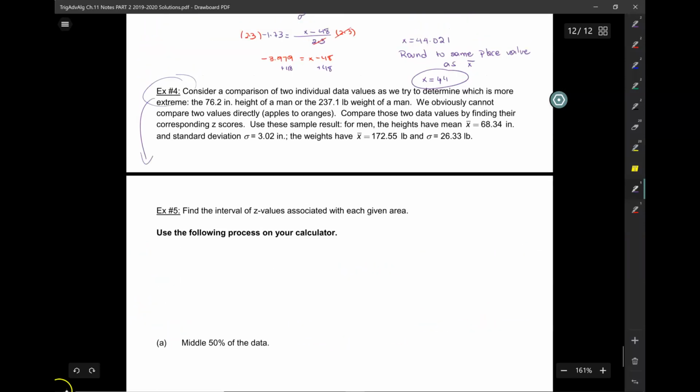All right, let's just read what example 4 says here. Consider a comparison of two individual data values as we try to determine which is more extreme.